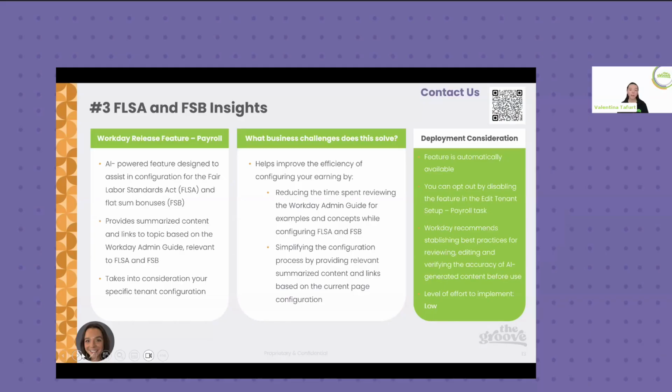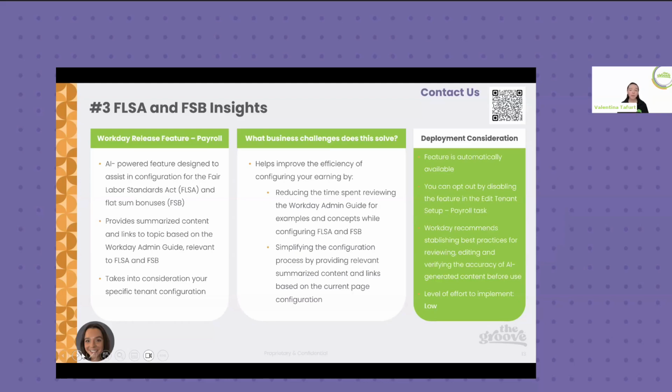What business challenges is this going to solve? It's going to help you improve the efficiency of the configuration of your earnings by reducing the time that you're going to spend having to go through community and trying to find documentation of how you do this. And it's going to just simplify the process for when you have to develop new earnings by giving you helpful insights. So for deployment considerations, this is automatically available.